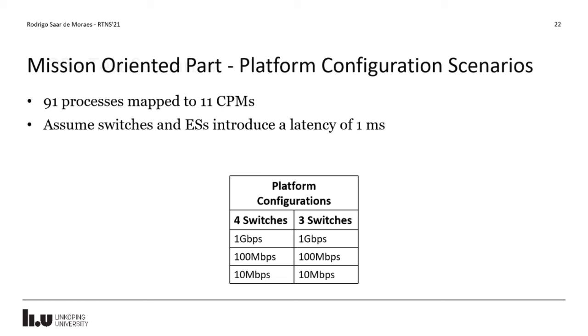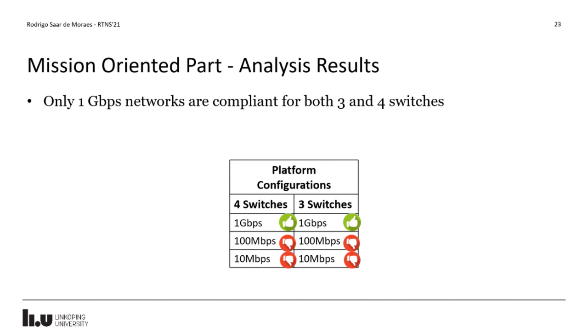We will not present the diagrams of this MOP part due to their complexity, but we have mapped each one of the 91 processes to one of 11 CPMs, and we have created 6 different platform configurations with 3 or 4 switches and different bandwidth for network elements in order to verify if these different configurations actually comply with our requirements. We have also assumed that the switches and end systems introduce a latency of 1 millisecond to the path of the messages that go through them. So by applying our workflow, what we have found out is that only architectures or platform configurations that have elements for which the bandwidth is 1 gigabit per second actually support our avionic application, meaning they don't delay the messages too much so that processes have to work with old data.